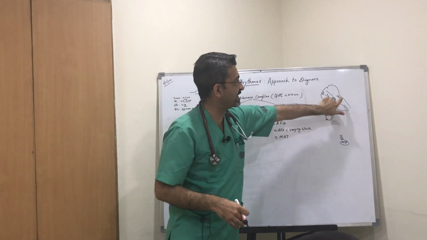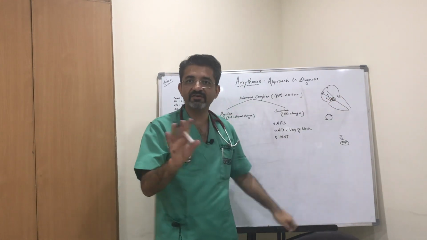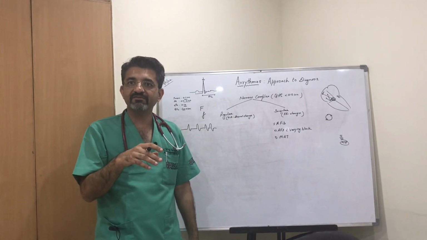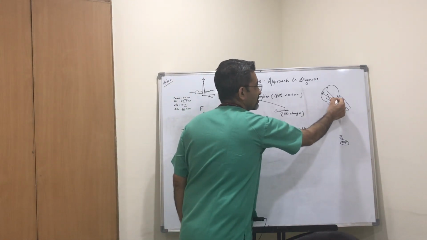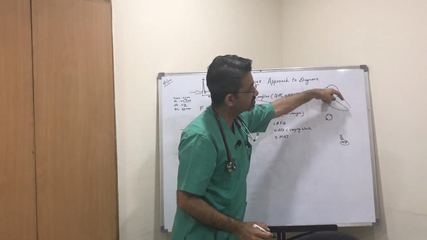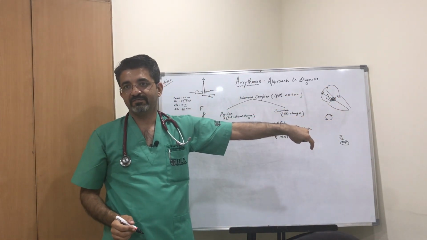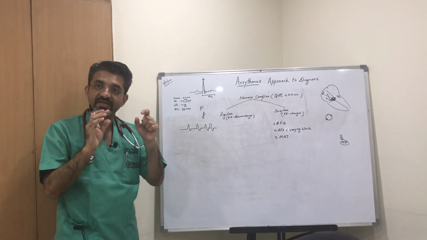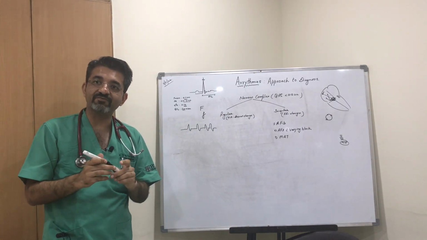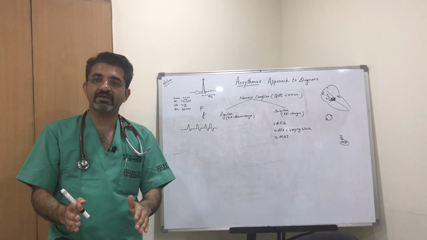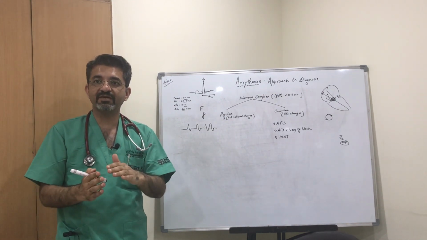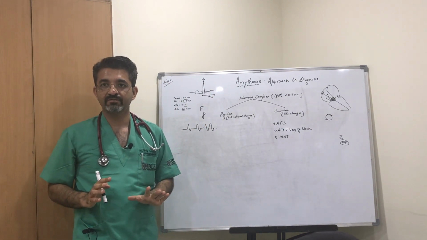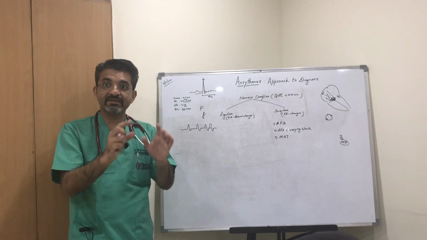Now I have a bundle of Kent here, an accessory pathway which is unregulated, and someone gave me a beta blocker considering that I have atrial fibrillation. What will happen? My AV node will be blocked. Everything will be transmitted through the bundle of Kent, and I will have ventricular fibrillation. So that is why it is very important, by looking at the ECG, whether you are dealing with atrial fibrillation alone or you are dealing with atrial fibrillation with an aberrant pathway, like atrial fibrillation with Wolff-Parkinson-White syndrome, right?